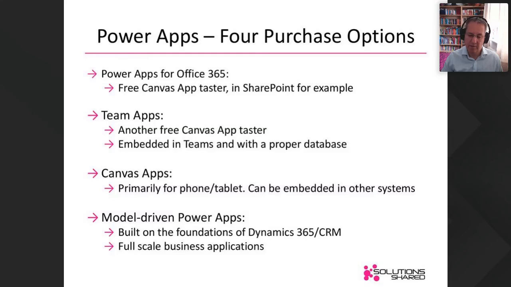While in that last graphic I showed 3 types, there's actually really 4. I put purchase options here, 4 options for Power Apps. They actually give you some free stuff when you just license Office 365. So you can think of it as a free Canvas app taster, where you can do bits of a Power App, uses the Canvas app editor within SharePoint, for example, and I'll give you an example of that.